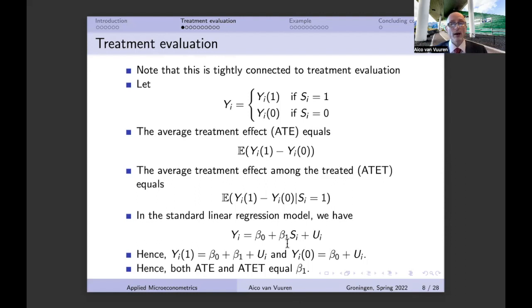We actually also know how to estimate this, at least at the moment that S and U are uncorrelated with each other, because you know already from the very first year that in that particular situation, we can simply use an ordinary least squares regression of y on this S in order to consistently and unbiasedly estimate this beta 1 that we have over here.